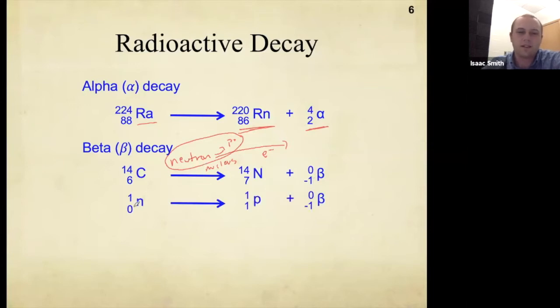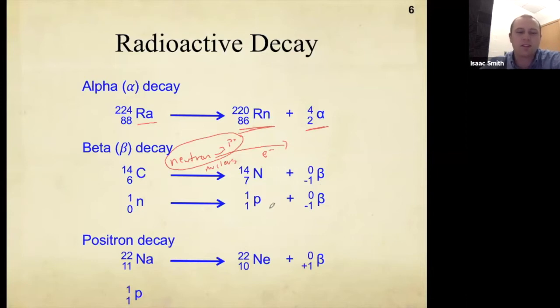Okay, here's just showing what's happening. A neutron's converted to a proton and a beta particle, which is a high energy electron, basically. Okay. So then for positron decay, remember this is kind of the opposite of beta.